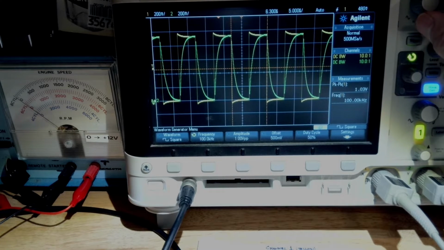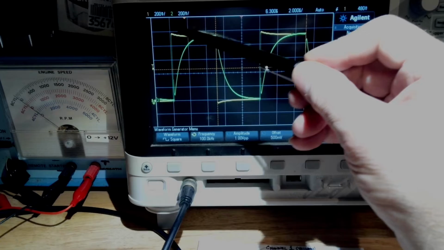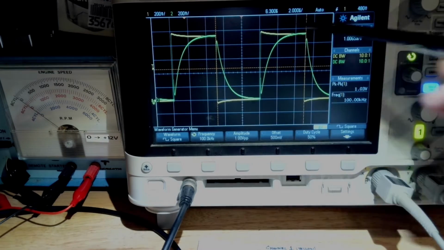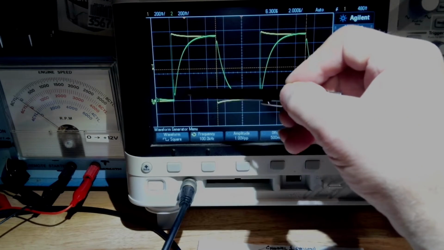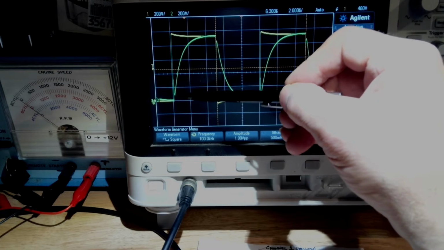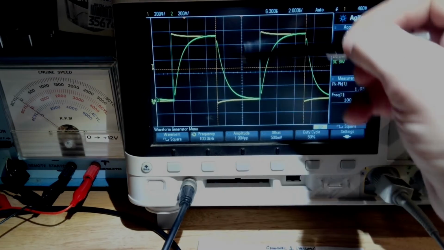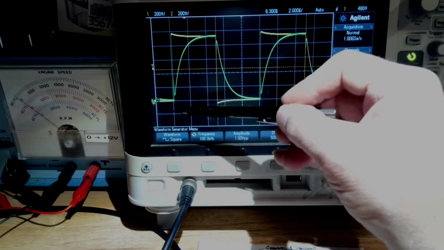And now, there we go. So you can see our relatively square yellow wave, and then you can see this green wave. This little hitch in the giddy up here is something in my setup, or the fact that I don't have my probes calibrated or something like that. So just ignore that little hitch.